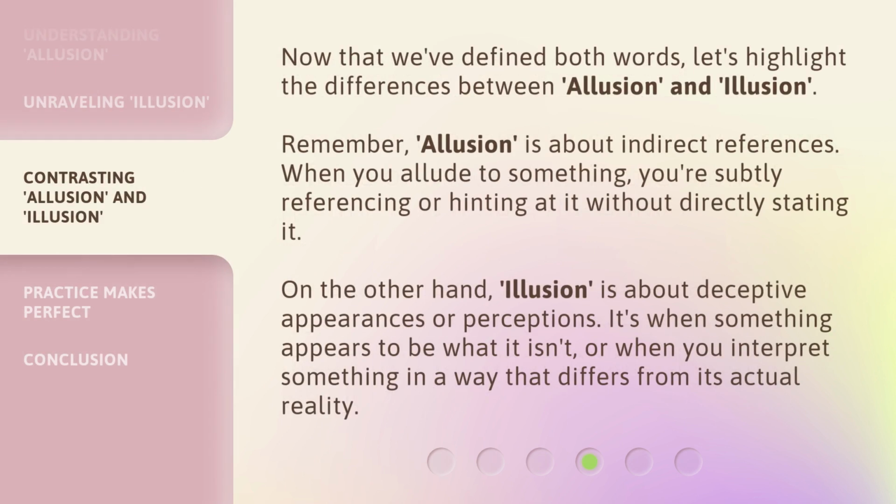Now that we've defined both words, let's highlight the differences between allusion and illusion. Remember, allusion is about indirect references. When you allude to something, you're subtly referencing or hinting at it without directly stating it. On the other hand, illusion is about deceptive appearances or perceptions. It's when something appears to be what it isn't, or when you interpret something in a way that differs from its actual reality.